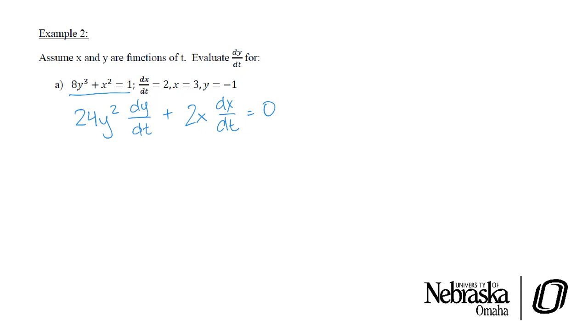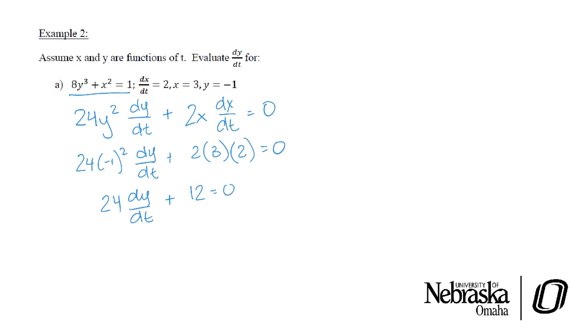So we could, if we wanted to, first solve for dy/dt, but in my opinion, instead of doing that algebra, it'd be easier to plug in all of these values first. So y is negative 1, dy/dt is what we're solving for, we don't know. x is 3, and dx/dt is 2. So negative 1 squared is just 1, so we have 24 dy/dt plus 12 equals 0. So we can subtract 12 from both sides, and then we can divide by 24, and we will get negative 1/2. And that is our final answer.